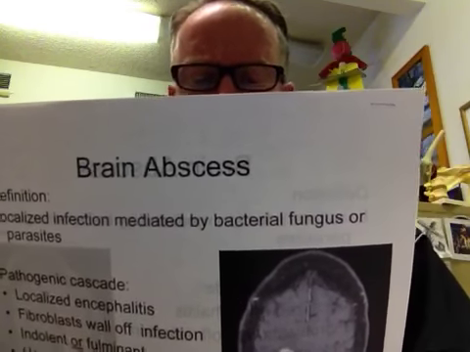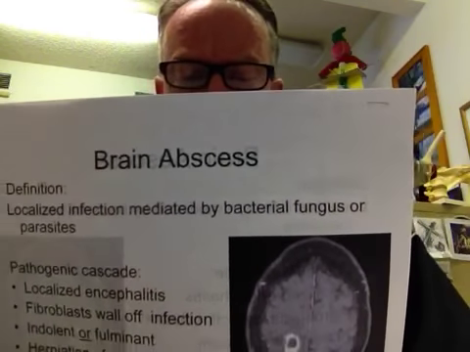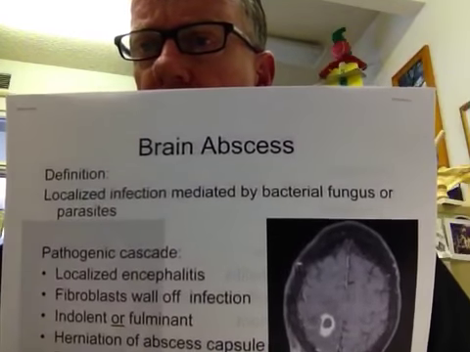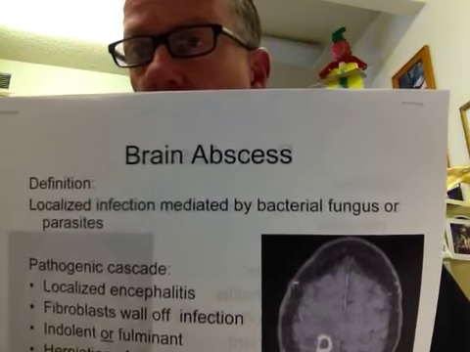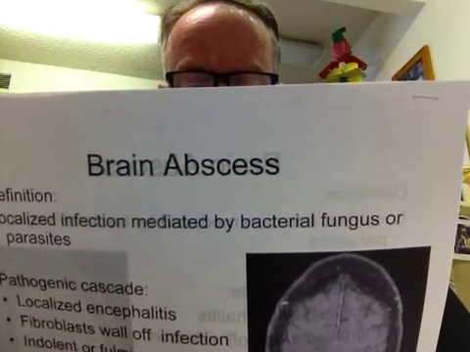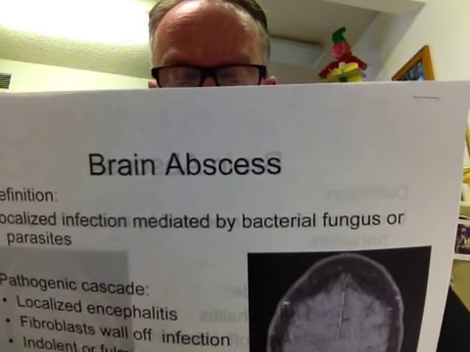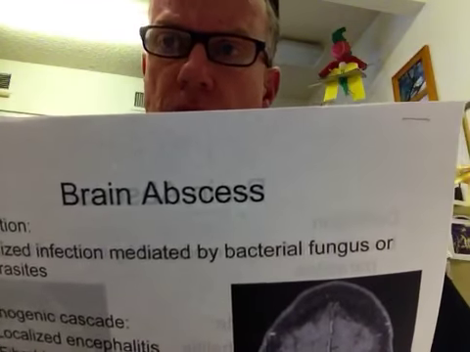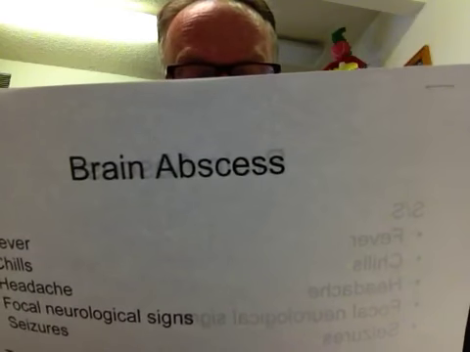The cascade is localized encephalitis. The fibroblasts wall off the infection. It could be slow developing or very quickly developing. Very often in this particular case, one of the symptoms is going to be that the person has seizure and loss of consciousness. If the abscess herniates, then the disease is disseminated through more tissues. If the brain stem gets compressed, then that person will go into respiratory arrest because that's where the control center for respiration resides. And then here are signs and symptoms.